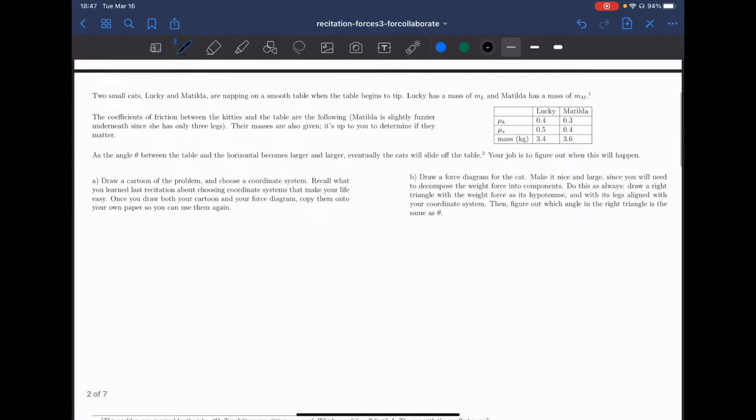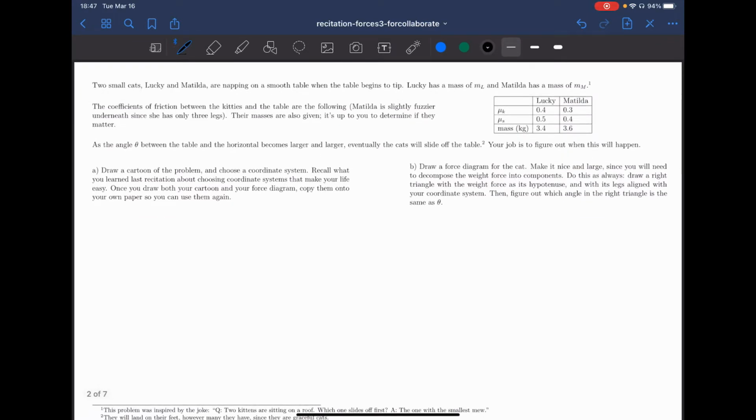So let's start out by drawing a cartoon of the situation. We draw our table, we can draw it like so, and it's at some angle, so we can draw that like this. And we draw our angle, theta, like this. And we put our cat right on the table. So let me draw a cat. Its ears, whiskers.